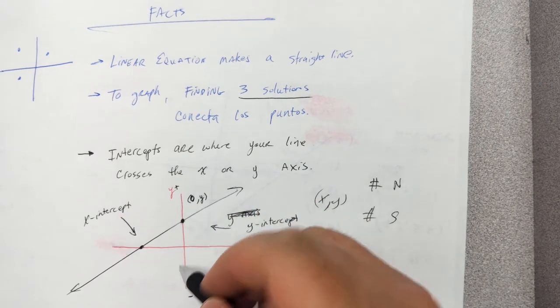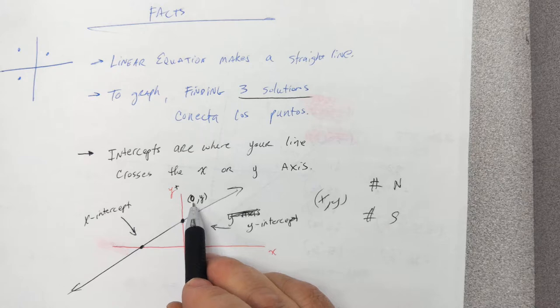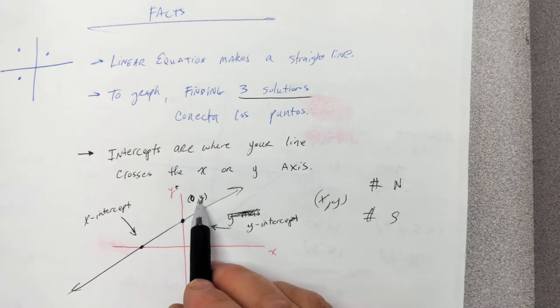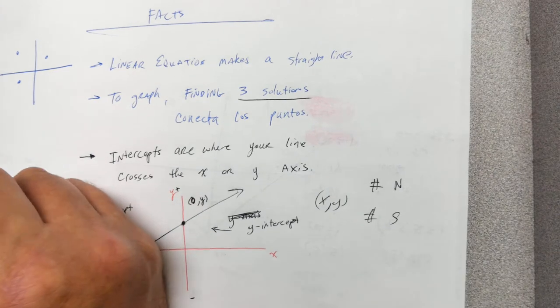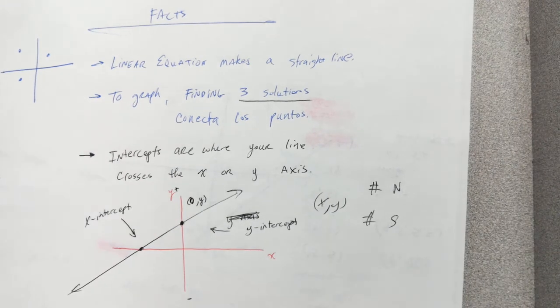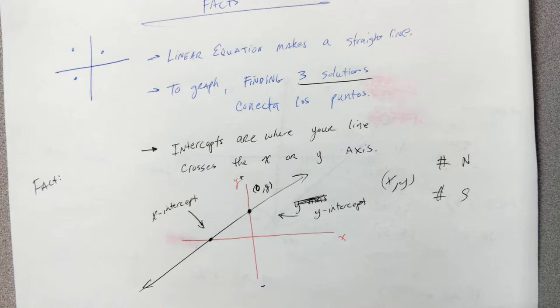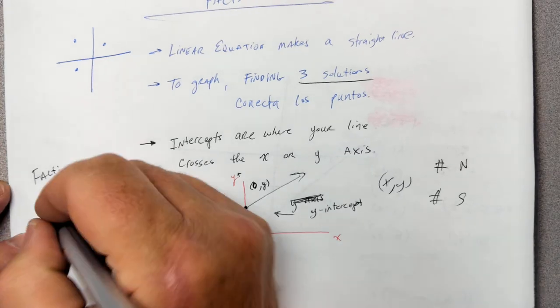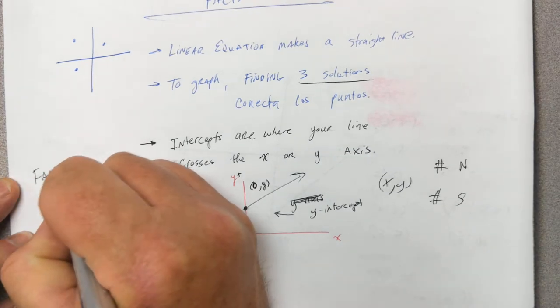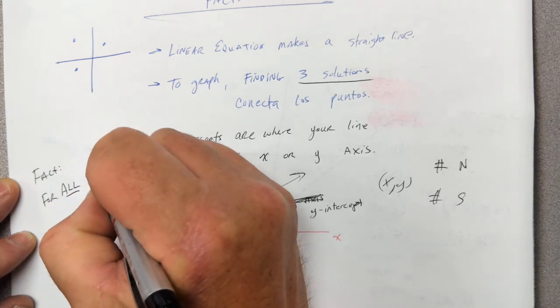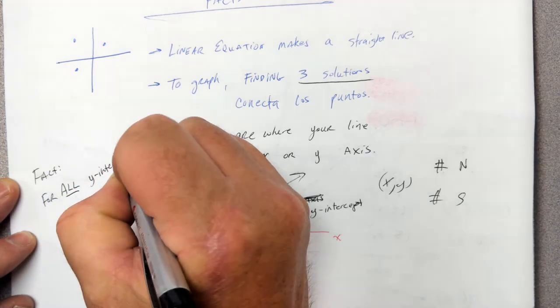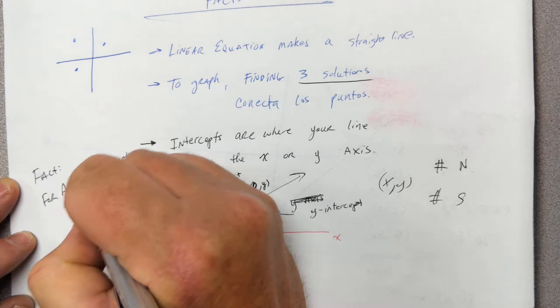Everywhere on the y-axis, x is equal to zero. So here's the idea. If you have a y-intercept, x is 0. This is a big idea. Ready, Jacobo? Big idea. For all y-intercepts, x equals 0.